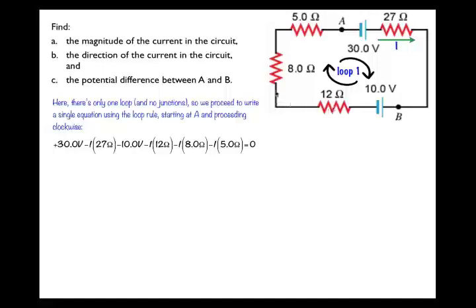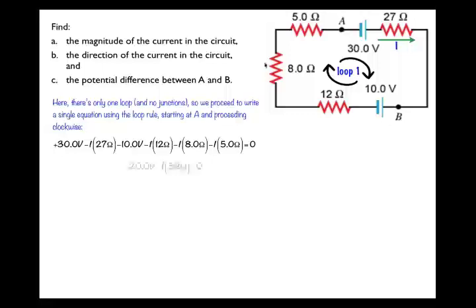Then we run into an 8 ohm resistor. Current is still I, so that's minus I times 8 ohms. And then we run into a 5 ohm resistor, and that is minus I times 5 ohms, and then we're back to where we started. So those gains and drops all must add up to 0 to satisfy Kirchhoff's loop rule.